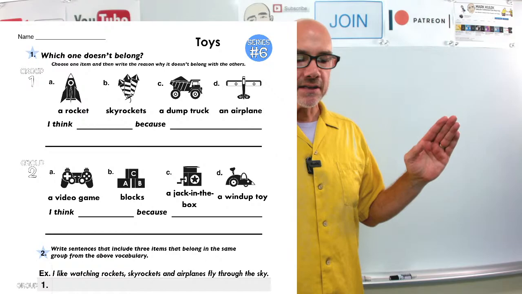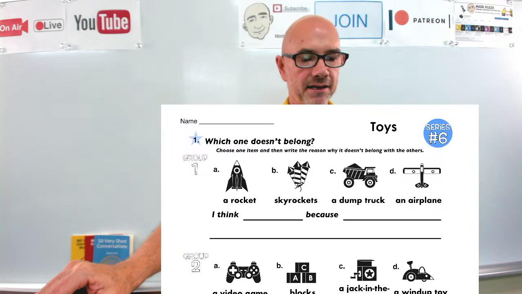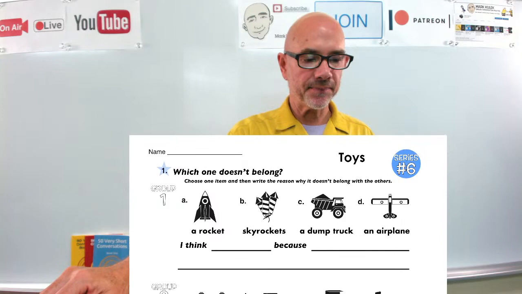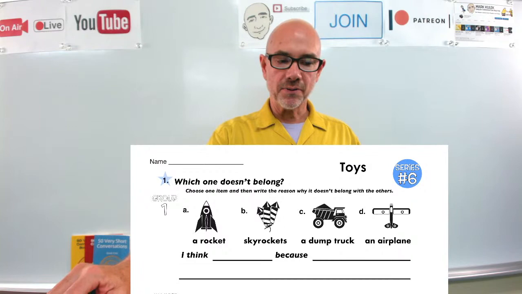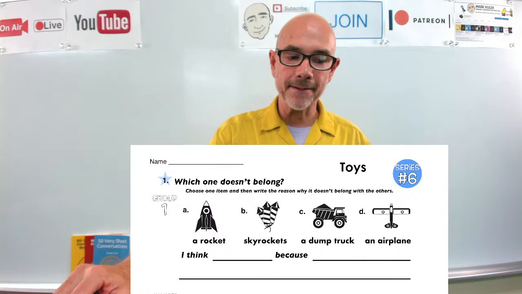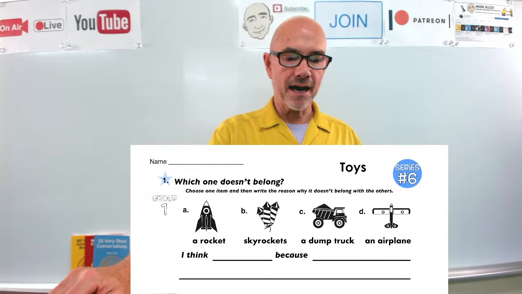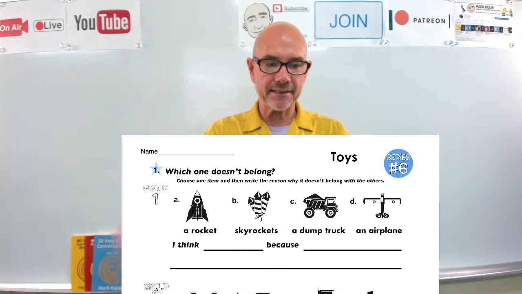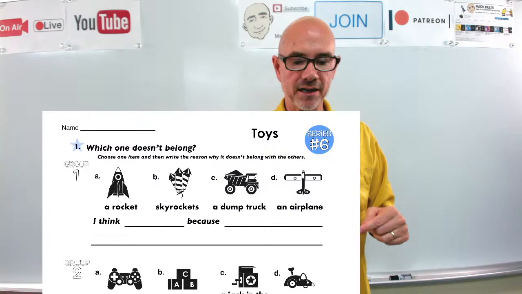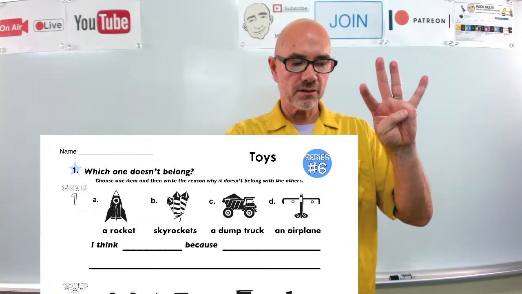So here is step one. Which one doesn't belong? We have four items. This is group one, and we have four items. We have a rocket, skyrockets, a dump truck, and an airplane. One more time: a rocket, a skyrocket, a dump truck and an airplane. Which one doesn't belong and why? In the chat, please tell me what you think of these four.